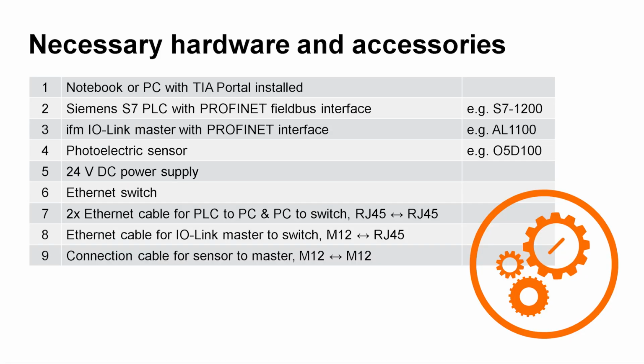Before we start, here is a list of the necessary hardware and accessories. First of all, we need a notebook or PC with TIA portal installed. TIA portal is the automation software from Siemens that we use to program our PLC.